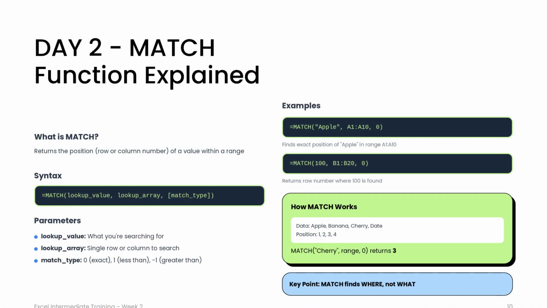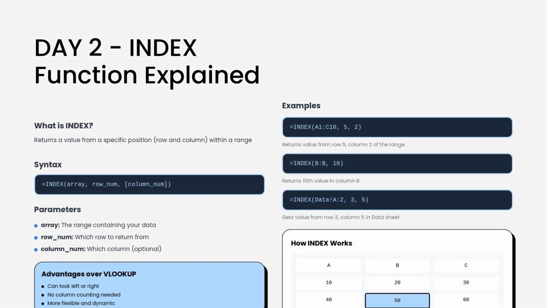Match function. The match function returns the position of a value within a range, not the value, but the position number. This is extremely useful because match helps identify where data sits, which is key when we combine it with the index function.